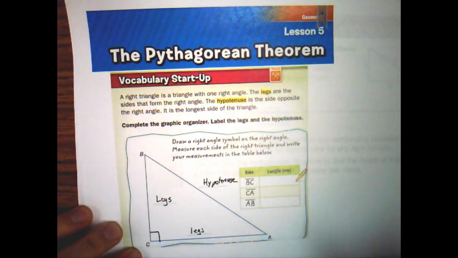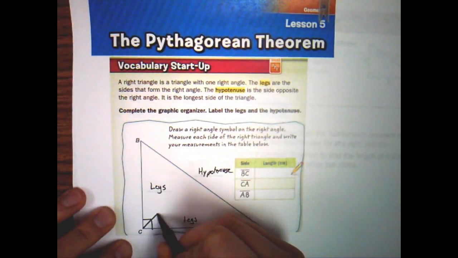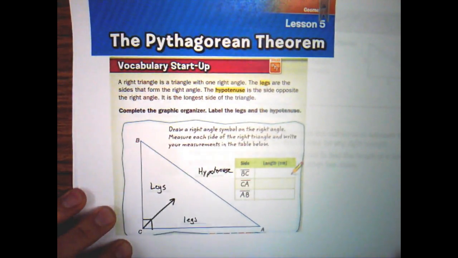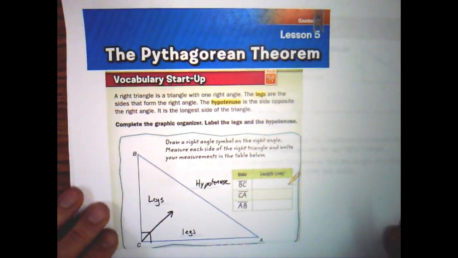Okay, one way I always like to make sure I know where the hypotenuse is: if you draw an arrow straight through the right angle, it will point towards the hypotenuse. Okay, so that's one way you can always find the hypotenuse.